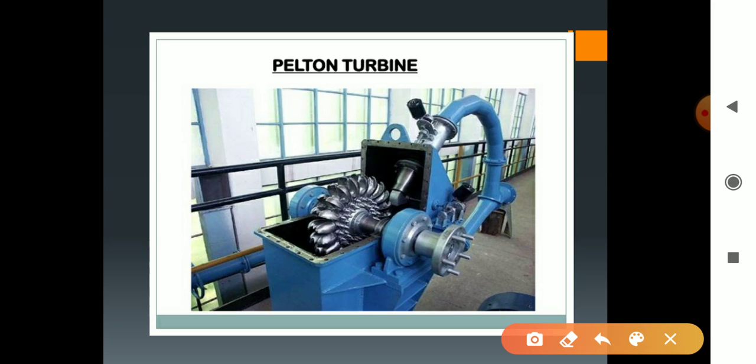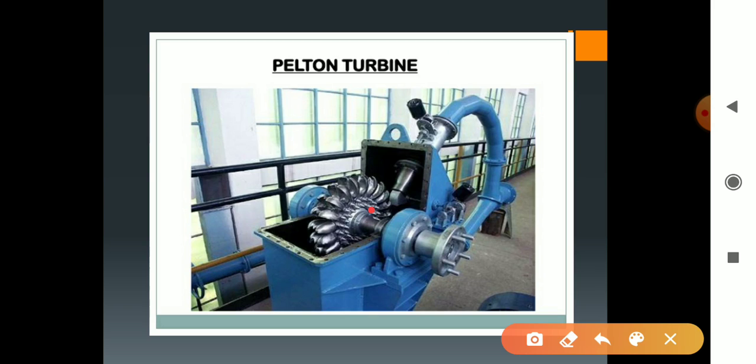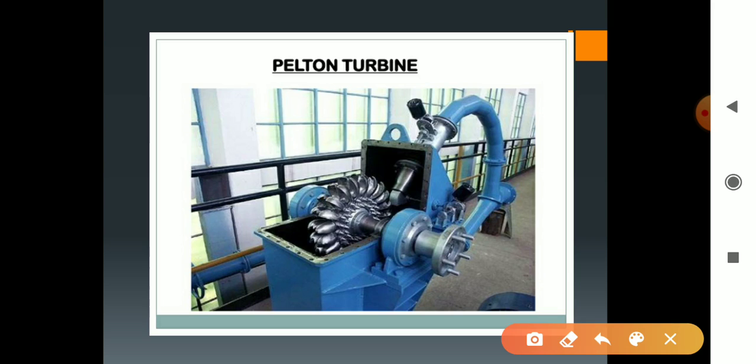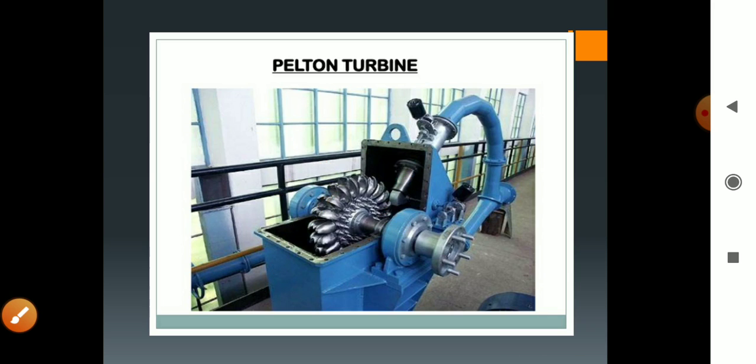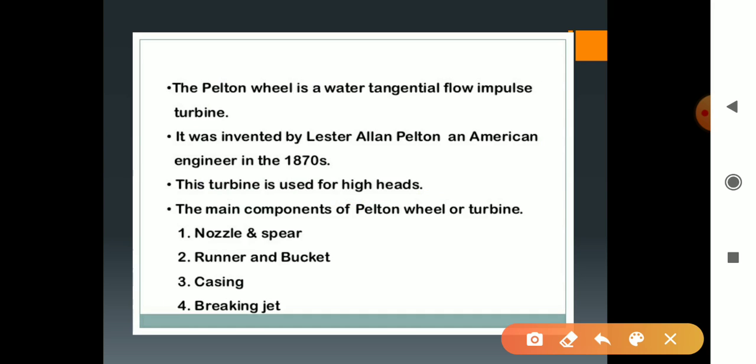This is the picture of the Pelton turbine, which we can generally see in civil engineering or mechanical engineering labs. This is the Pelton turbine. There is a runner here, on which the cup-shaped vanes or blades are fitted. So the Pelton turbine is a tangential flow impulse turbine, as we discussed before.